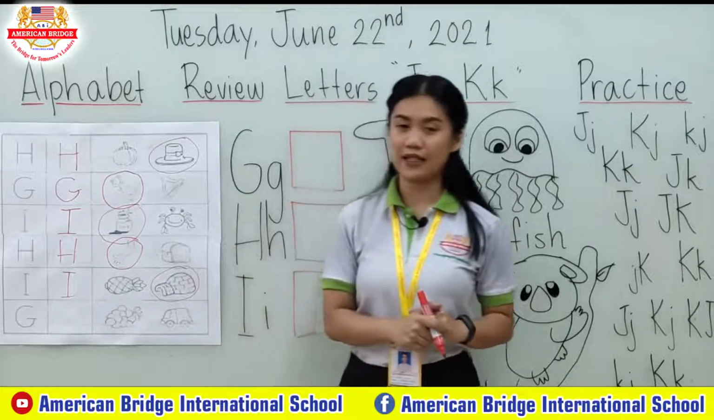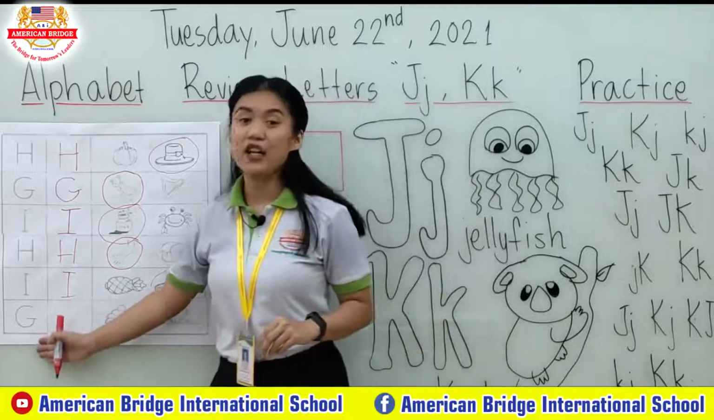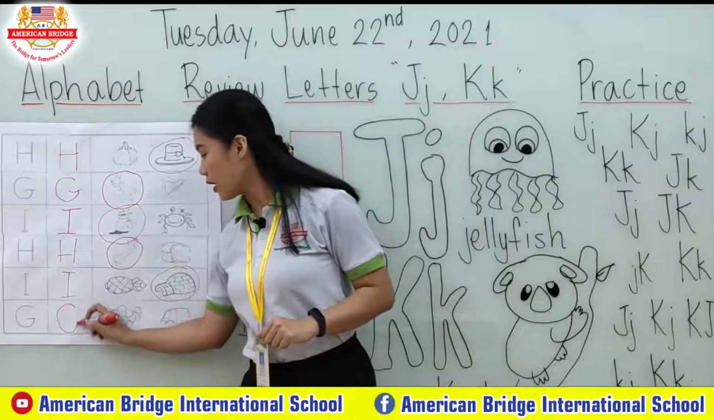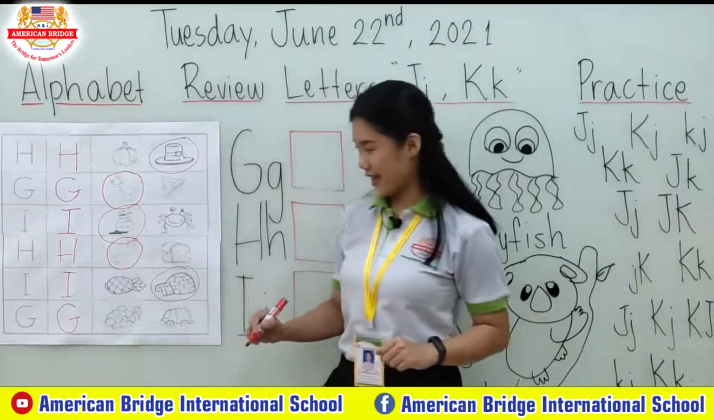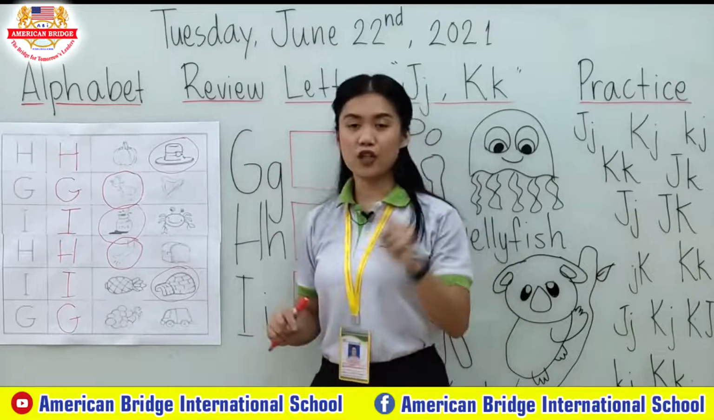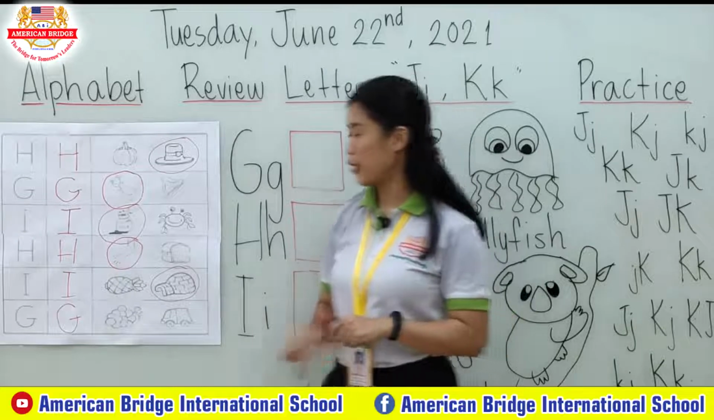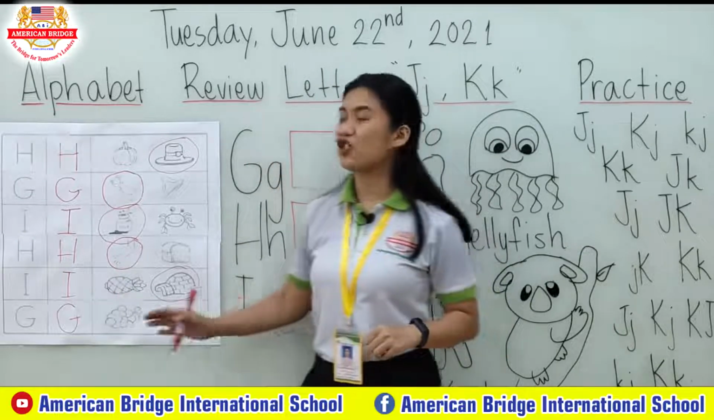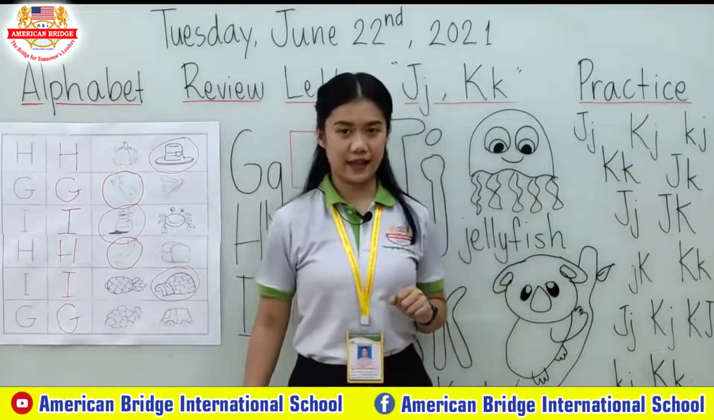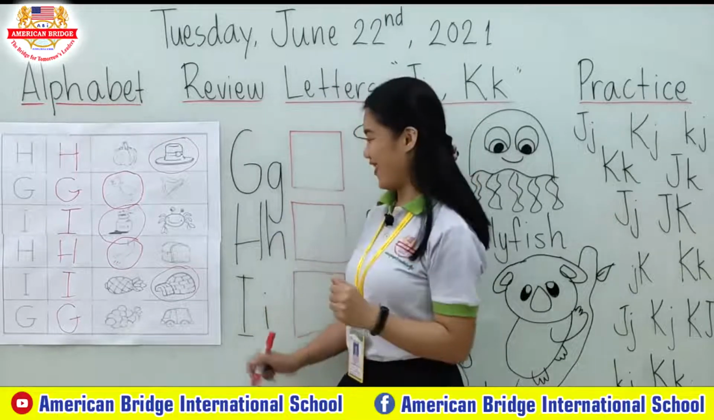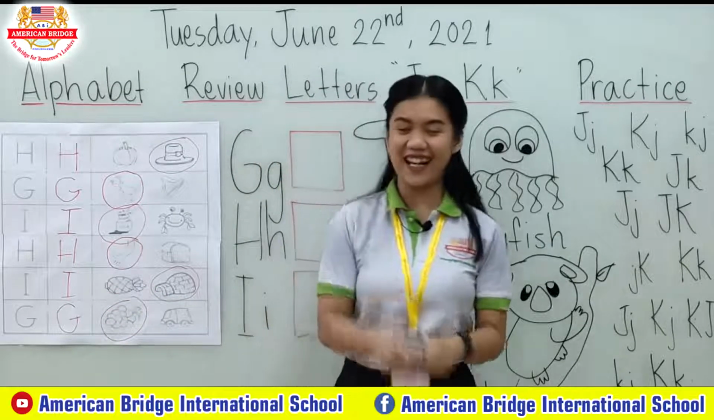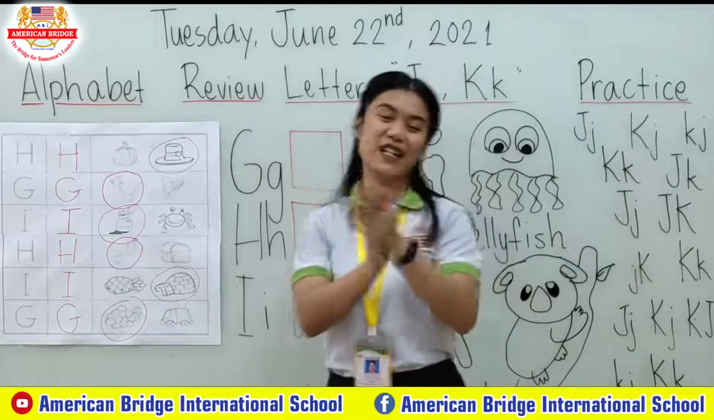Next is the last letter. We have letter G. Let's write the capital G one more time. Yes, now we already finished. Let's find the thing and circle that begins with the letter G. Is it G for grapes or G for van? Very good, everyone. G is for grapes. Well done. Clap for yourself.